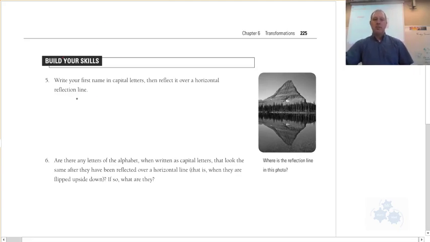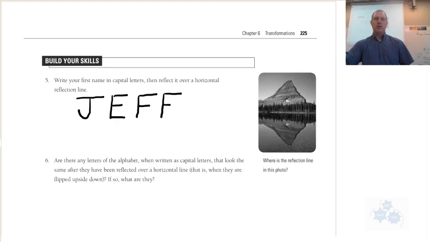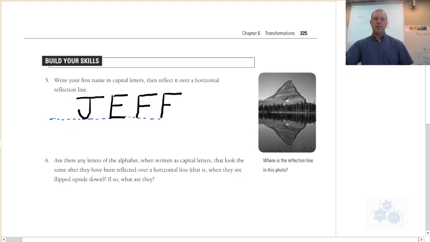So let's say I'm going to draw my first name, J, E, F, F, okay, like this. And then I'm going to draw a reflection line at the base of those letters, just like you're going to do.